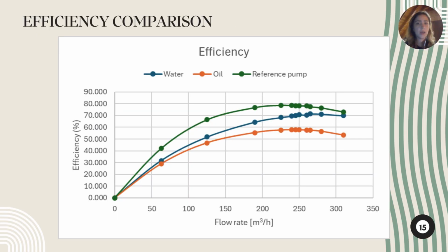and 245 cubic meters per hour with an error of 2.04% for the oil. As we can see on the graph, all the cases present the same behavior, being the reference pump the most efficient, followed by the water, and lastly, the oil. The oil pump is less efficient due to the fact that we designed the pump modeling with water. Also, the oil is more viscous, which results in more losses and less efficiency.